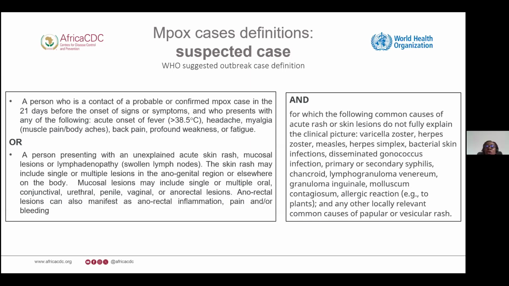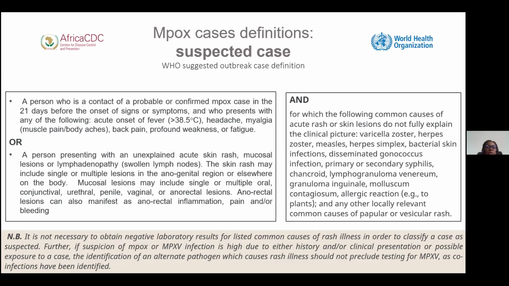So either it is one of the two case scenarios, or a person for whom the following common causes of acute rash or skin lesions do not fully explain the clinical picture: varicella zoster, herpes zoster, measles, herpes simplex, impetigo, bacterial skin infections. I will not cite them all. We don't need to find causes for other diseases before we can define a suspected case, because by the time the patient goes through all the pathway of diagnosis, he or she can infect other people.